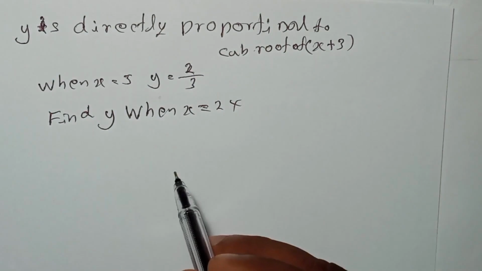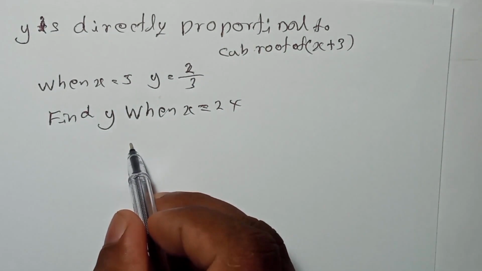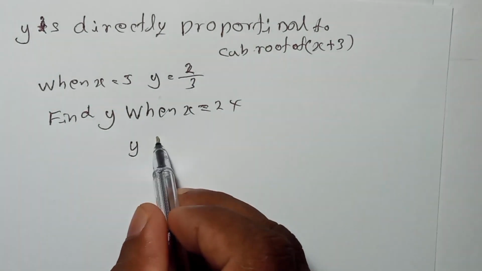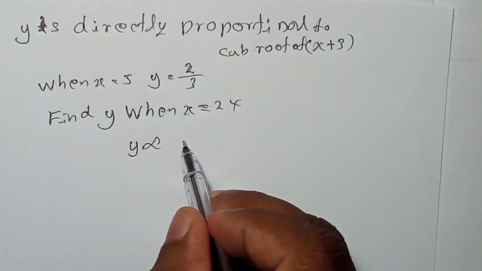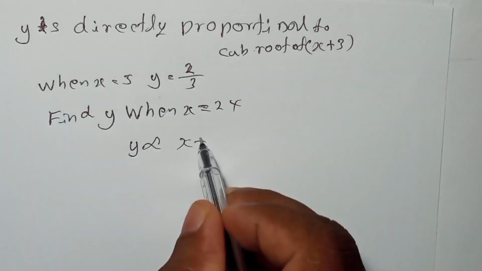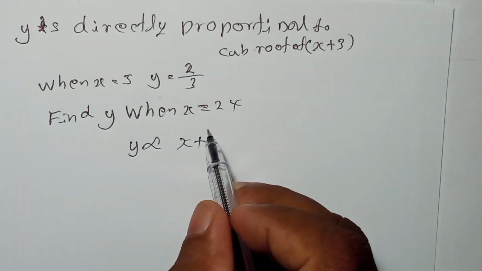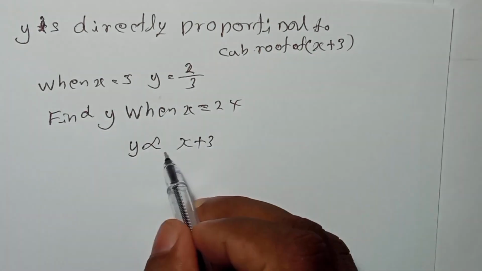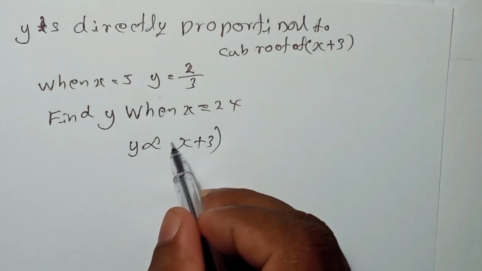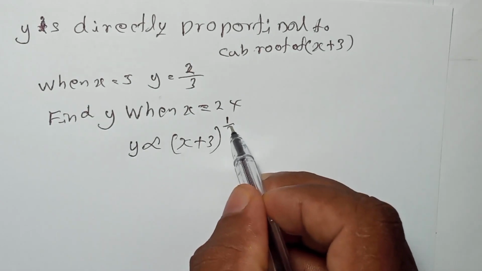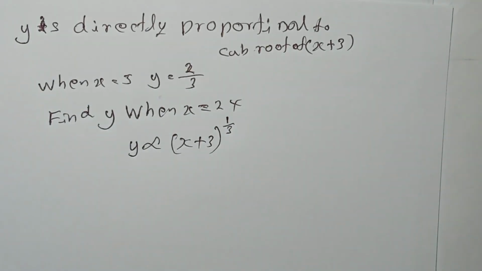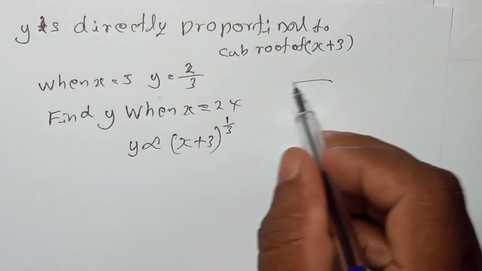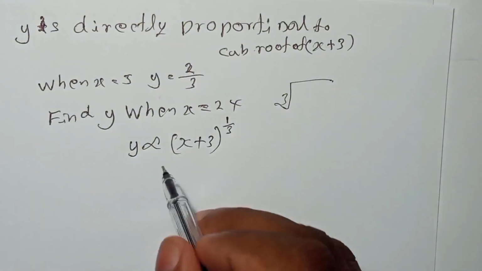Normally your procedure you can follow like this. We can write y is proportional to the cube root of x plus 3, right? Cube root you can put this way, with that sign, or like this, to the power 1 over 3. I will put 1 over 3, or you can use that sign this way.